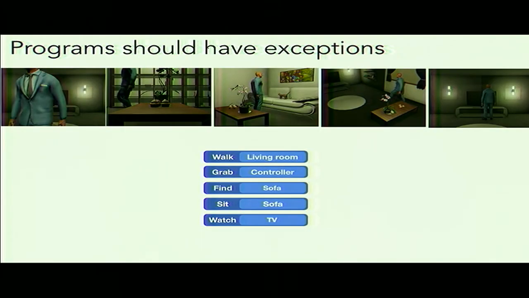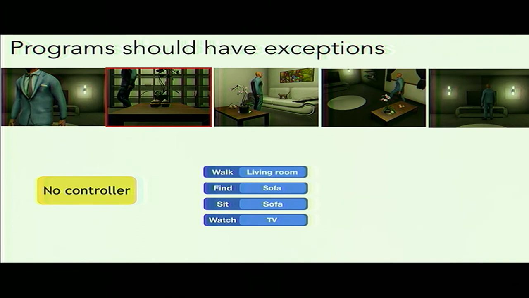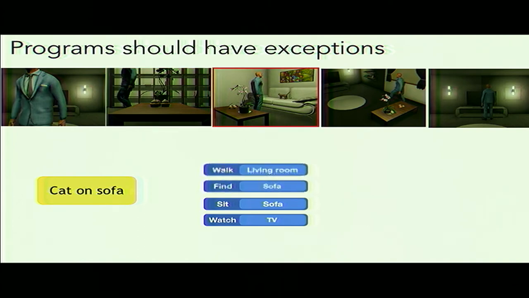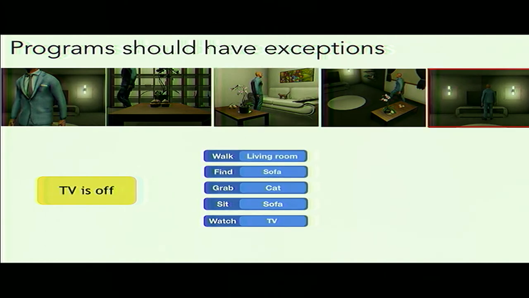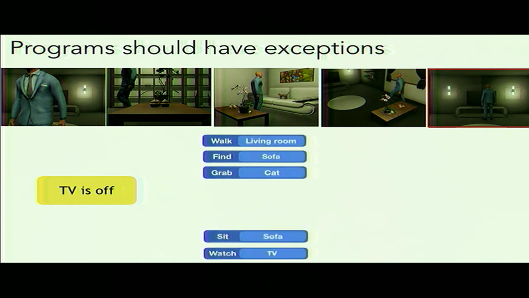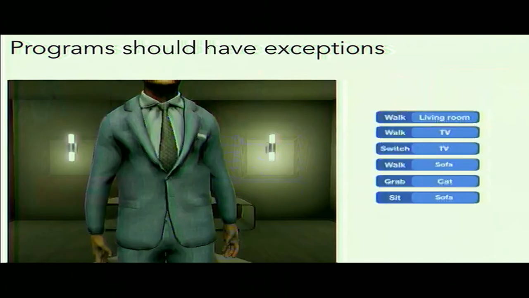So similar to how we do in computer programs or in programming, we want these programs to have exceptions. So if this is the program that we predicted at the beginning from the description, we should be able to understand that not all TVs have a controller, so maybe we don't need to grab the controller. There may be a cat on the sofa, so we need to be able to make space for it. And if the TV is off, we need to be able to turn it on in order to watch TV, in order to reconstruct the activity.